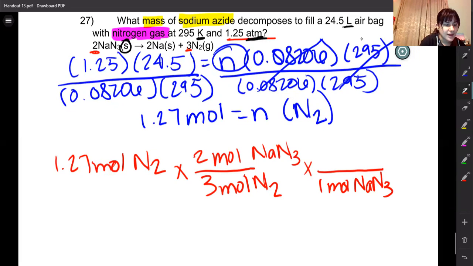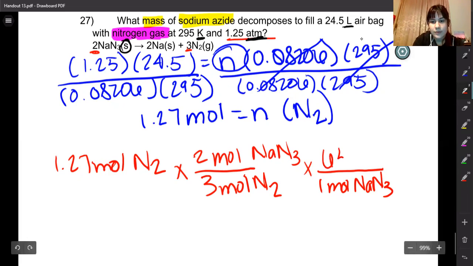And then I'm going to do 3 nitrogens. Nitrogen is 14.01. So I'm actually going to do 14.01 times 3, and then I'm going to add the 22.99 to that. And I get 65.02 grams of sodium azide as the molar mass. Our moles of nitrogen cancel.